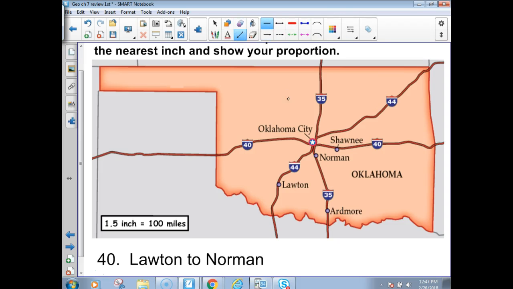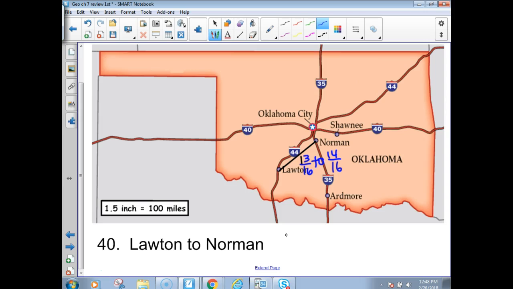Okay, the next one here, we're going to need to measure from Lawton to Norman with a ruler, and we're going to use inches. Measuring that on your piece of paper, you need to use the inches side. I'm going to measure that right now on my paper. You would need to do it on yours. It's actually right smack between 13 sixteenths and 14 sixteenths. So I would take either of those on the test.